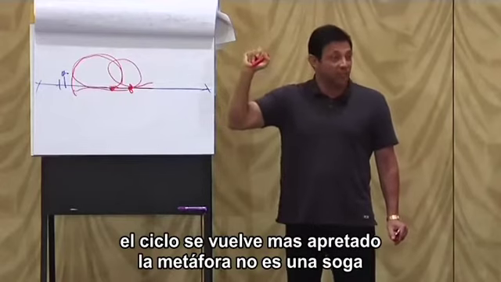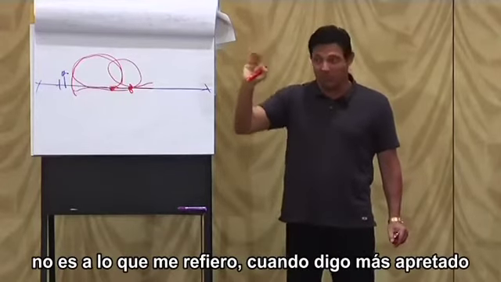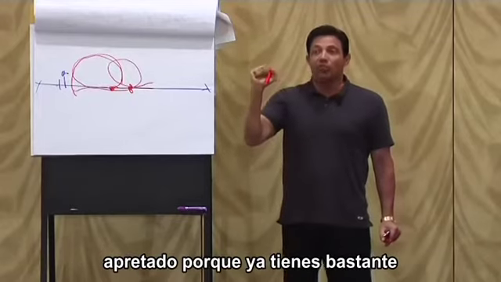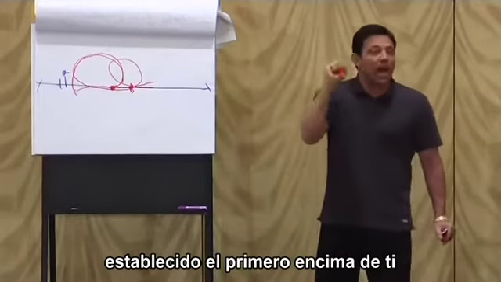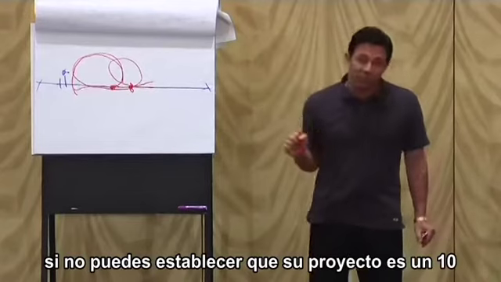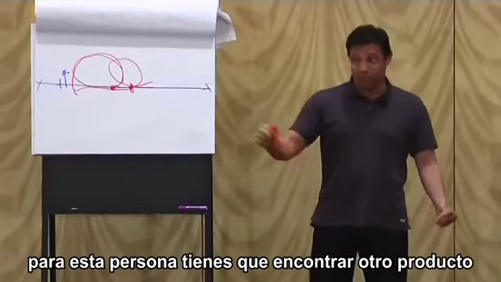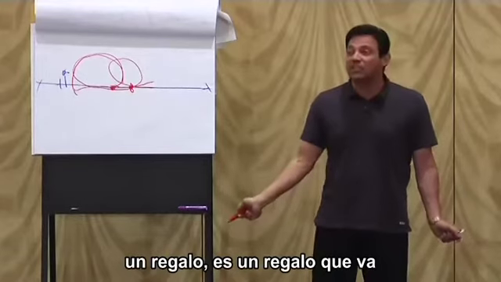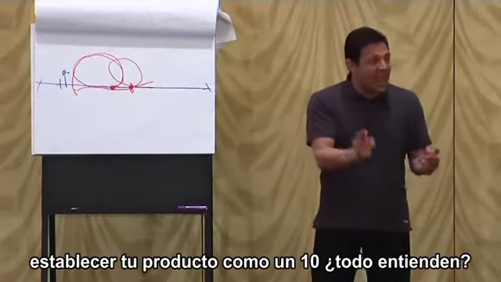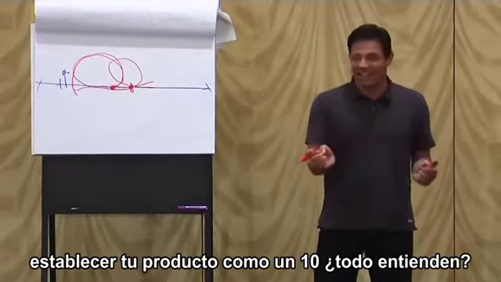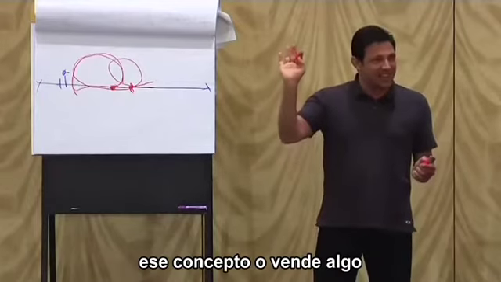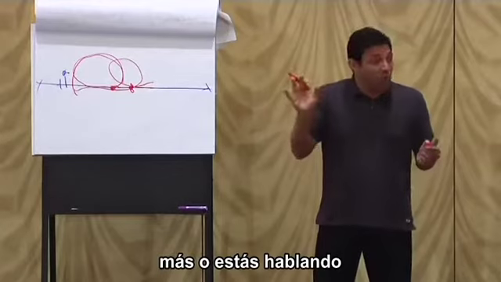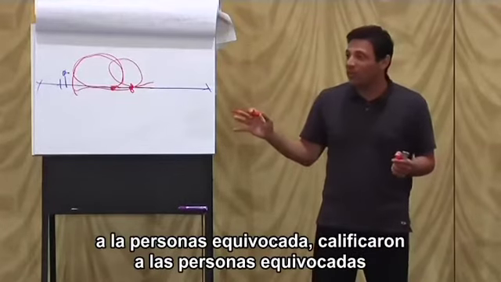The metaphor is not a noose around his neck, so please don't think that's what I mean. When I say tighter, I mean the language pattern gets more tight because you've already pretty much established the first one. By the way, if you can't establish that your product's a 10 for this person, you get a new product to sell. It's a given that you can establish your product as a 10. Everyone understand that concept? Or sell something else. Or you're speaking to the wrong people. You qualified the wrong people.